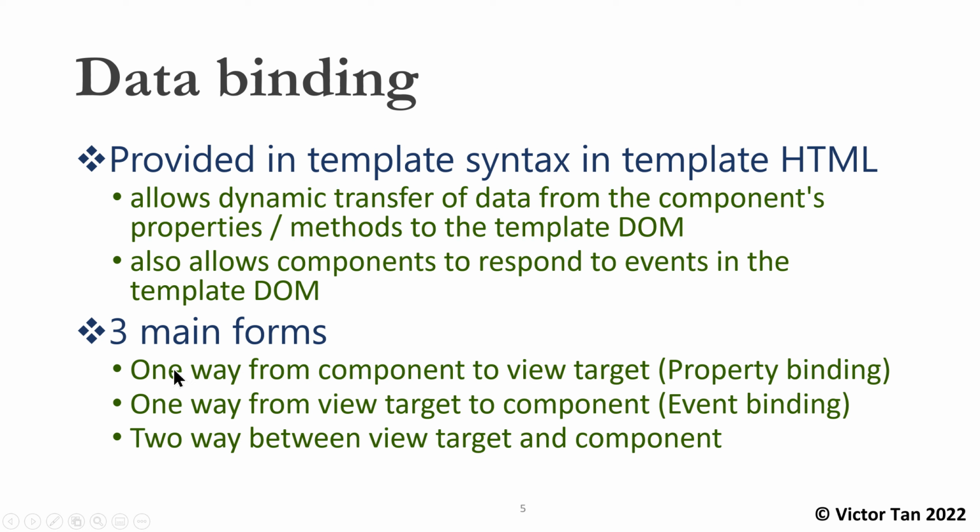So there are three main types of data binding. One goes one way from the component to a view target, which is called property binding. The other one is the other way around, one way from the view target to the component, which is called event binding. And two-way between the view target and the component.